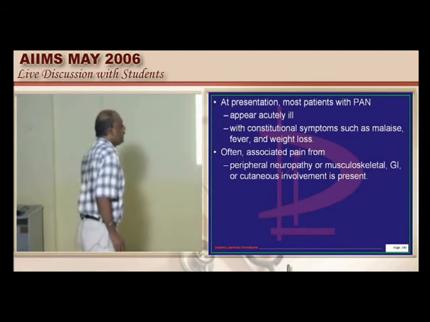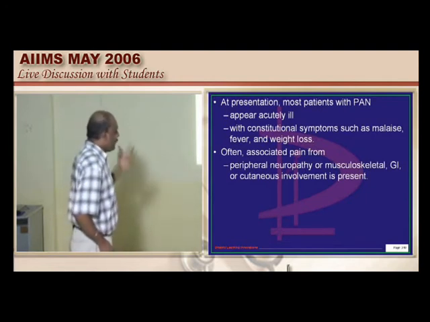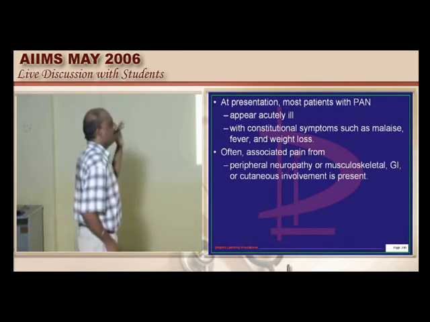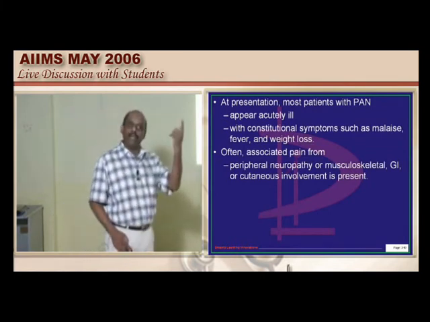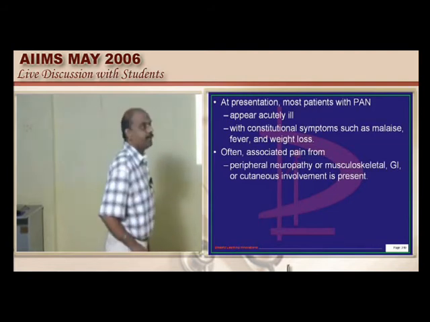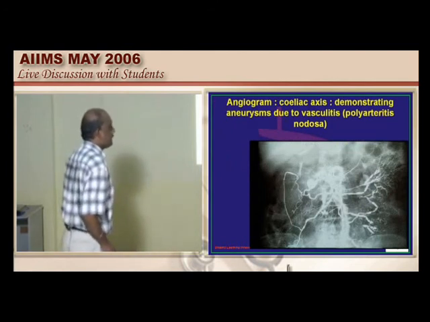Now, what are the other features you are looking for in this patient? There is a peripheral neuropathy with GI and cutaneous involvement, associated with malaise, fever and weight loss. This must give you a high index of suspicion of a possible vasculitis in the given case. So typically, this is the angiogram of the celiac axis.